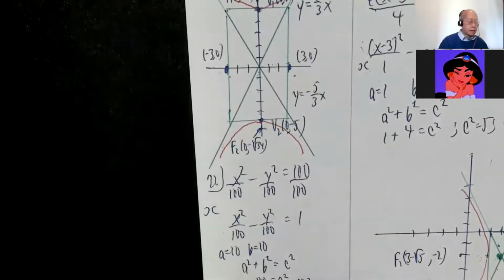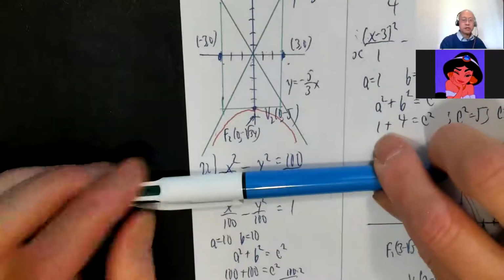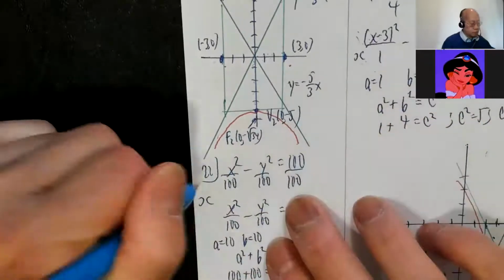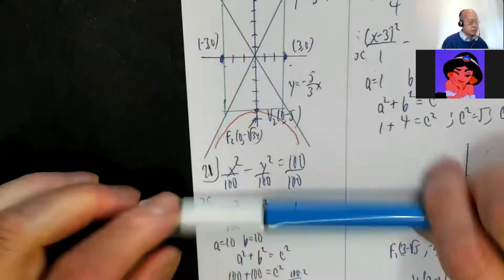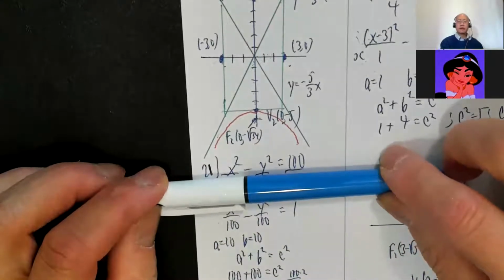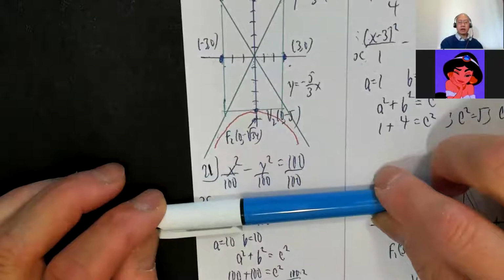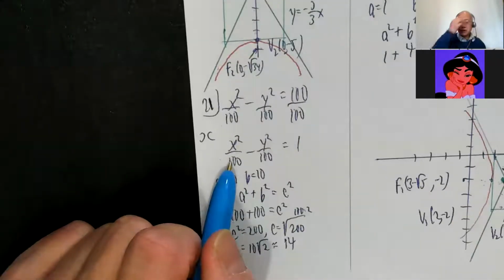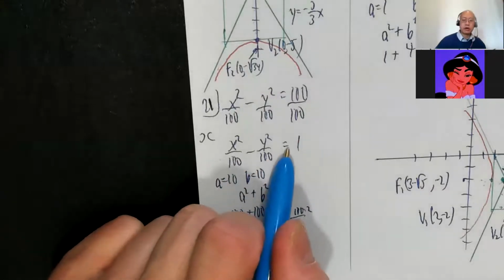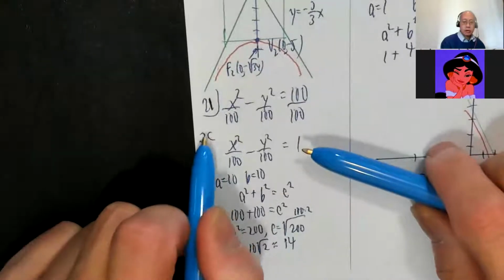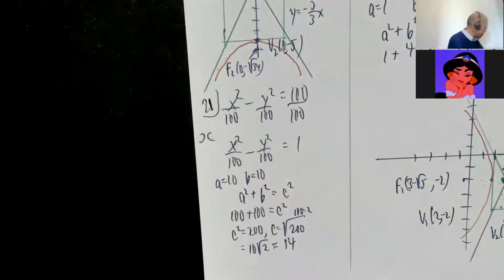Okay, x squared minus y squared equals 100. Problem 21. X squared minus y squared equals 100. Okay, the right hand side is supposed to be 1, not 100. So I just divide by 100. X squared over 100 minus y squared over 100 equals 1. Okay, this time x is positive, y is negative. So it's going to go like so, left and right.